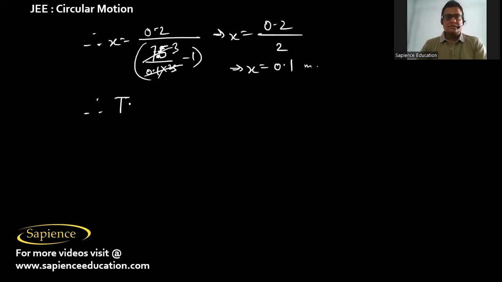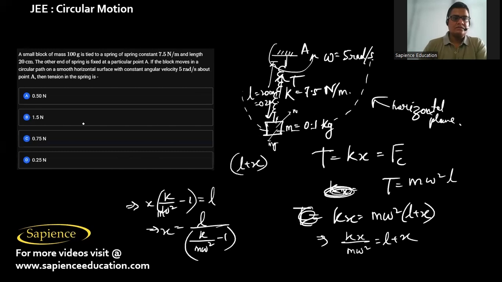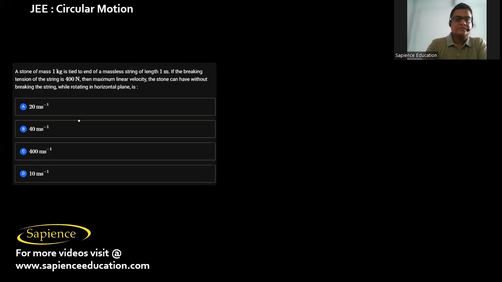So therefore the tension force will be equal to kx. So k is equal to 7.5 into 0.1, that is 0.75 Newton. 0.75 Newton is the tension force in the spring. So option C is the correct answer.